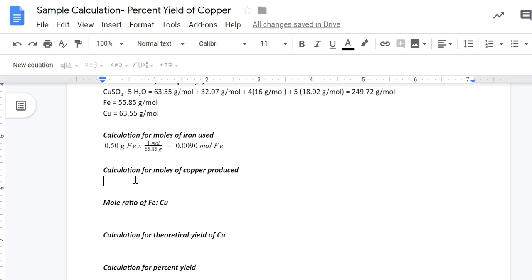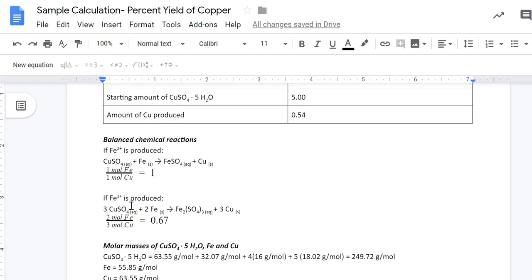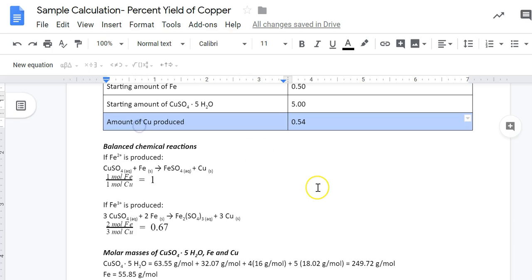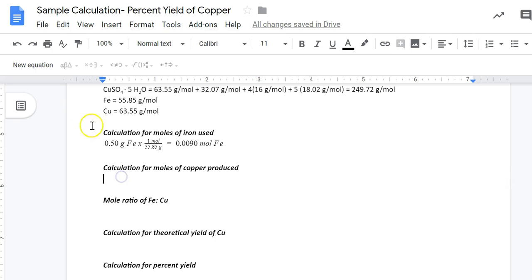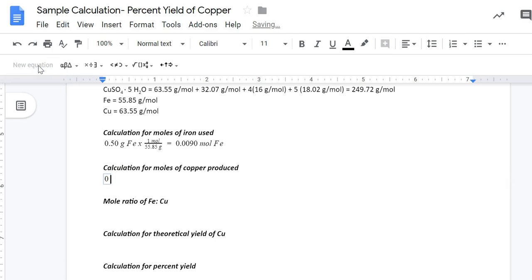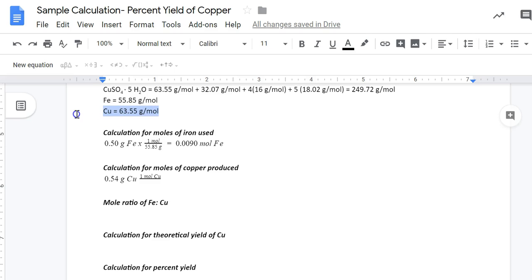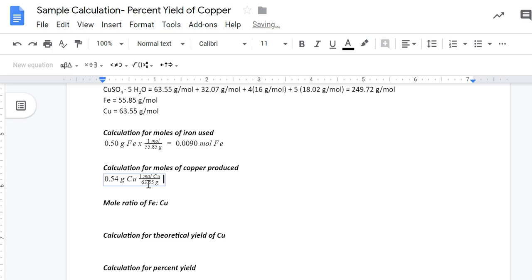I'm going to do the same thing for the moles of copper produced. So going to my data table, my lab group produced 0.54 grams of copper. So I'll go back to New Equation, 0.54 grams of copper. And again, if I am solving for moles, I need to divide by the molar mass. For every 1 mole of copper, there are 63.55 grams. Rounding to two significant figures, 0.0085 moles of copper.